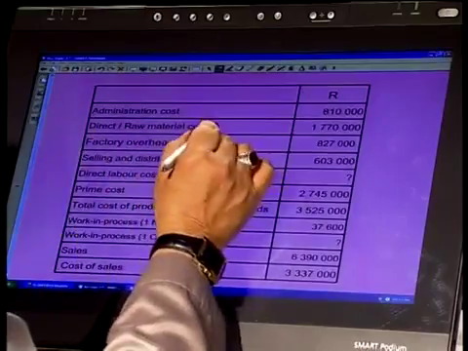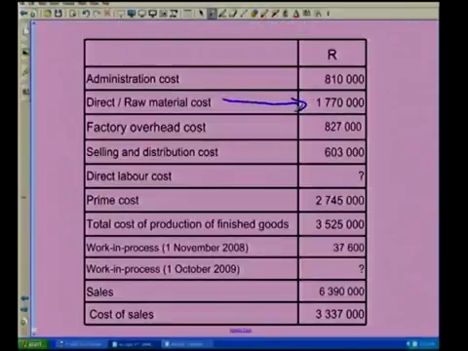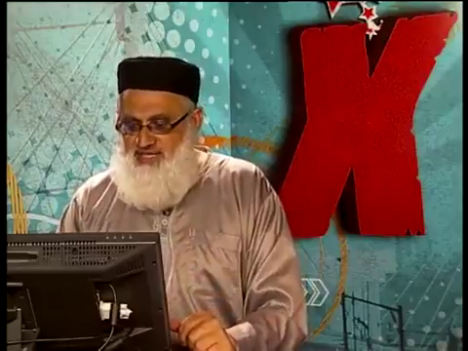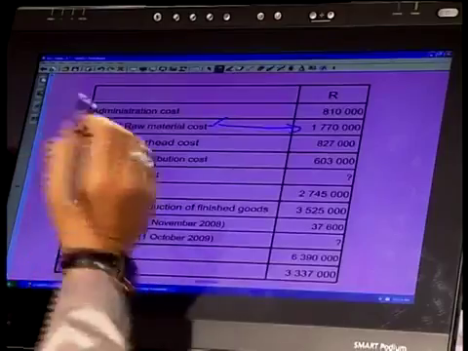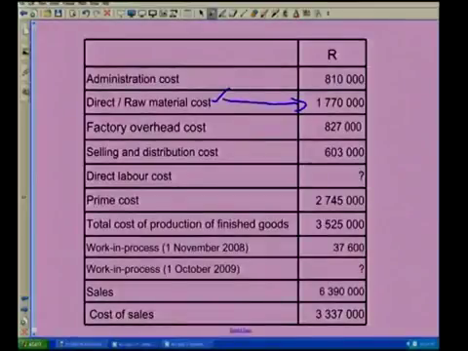The first thing that we're required to work out is our direct materials cost. Let's go to the question and see. Do we have it there? In my information, direct raw materials cost. There's my information. Can you see it? Immediately what I do, I tick it off. Why? I'm going to use that information, 1,770,000, into my answer book. You can clearly see that this was information that I took from my given information.